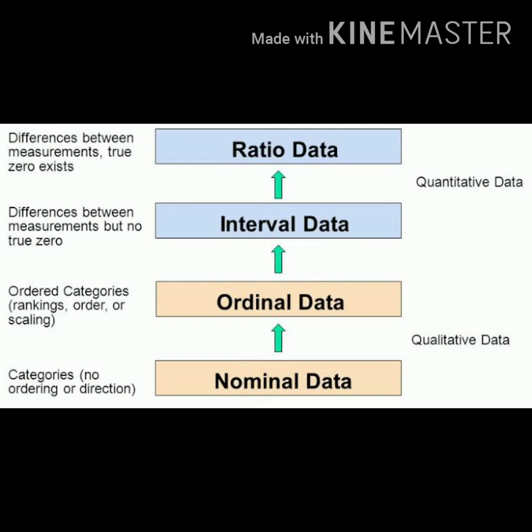On the other hand, interval data and ratio data both are quantitative data. Interval data represent the differences between measurements but not a true zero, and the ratio data represent differences between measurements, and a true zero or absolute zero also exists.